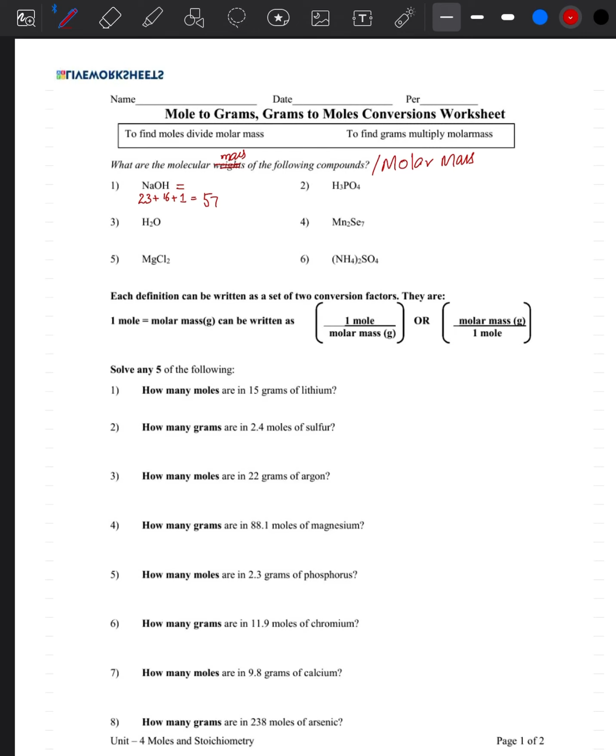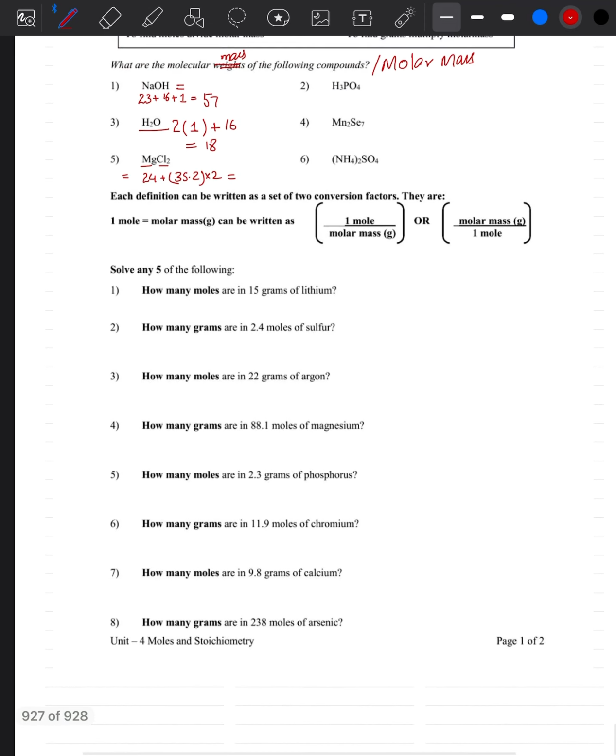in the compound. Let's say I want to calculate the molar mass of H2O. We know that the mass of hydrogen is 1, but now we have 2 hydrogens, so we multiply by 2, plus we have oxygen, and the atomic mass of oxygen is 16, so the molar mass will be 18. In the same way, for MgCl2, magnesium has a mass of 24, chlorine has a mass of 35.5, and now we have 2 chlorines, so we multiply by 2, and when we add we get the answer. All of these masses are called molar mass, as we studied earlier. Solve any 5 of the questions.